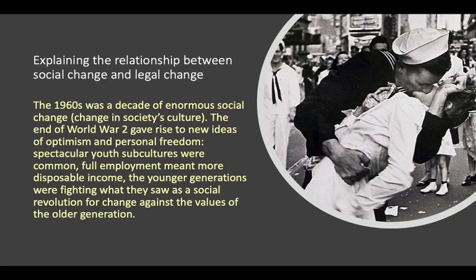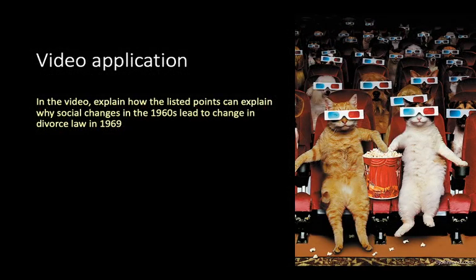That's what I'm showing you in this picture here. Spectacular youth subcultures were common. Full employment meant more disposable income. The younger generations were fighting what they saw as a social revolution for change against the values of the older generation. This is known as the swinging 60s, by the way.